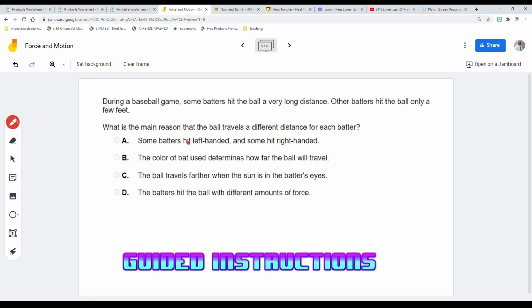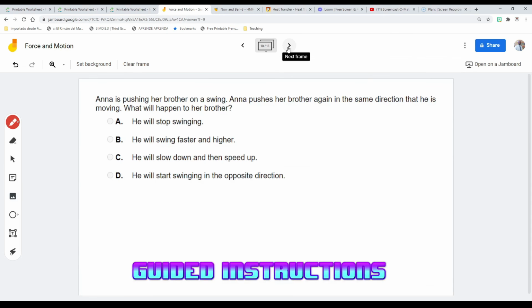Some batters hit left-handed and some hit right-handed. That's not true. Being right-handed or left-handed doesn't affect how fast or how slow the ball goes. The color of a bat doesn't have anything to do with it; that would affect visibility, but not the speed of the object. The ball travels farther when the sun is in the ball's eye. Wow. The batters hit the ball with different amounts of force. That is true.